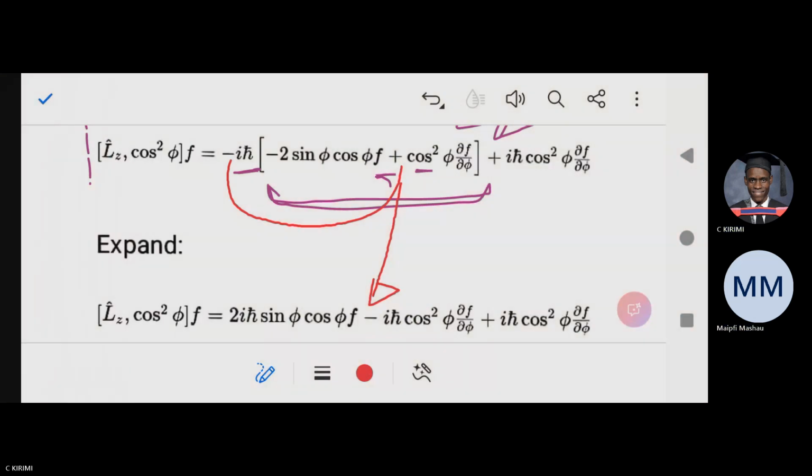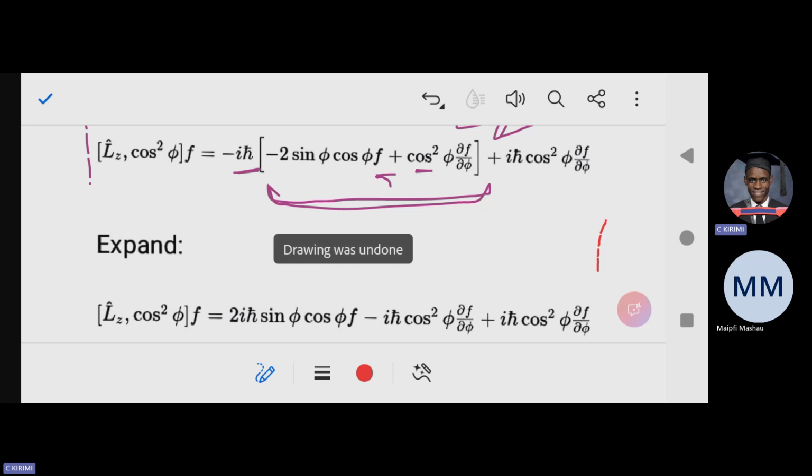All right. And then we move to the next term, which is the positive iħ squared d phi d, plus iħ cos squared phi df d phi. There we did not change anything. The term just remained the same. It was not expanded because it's already expanded in its simplest form. So there we did not expand anything.